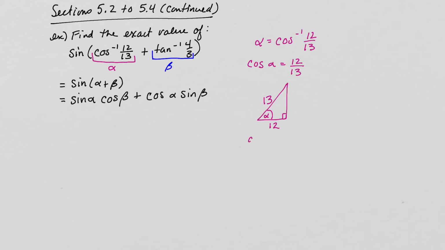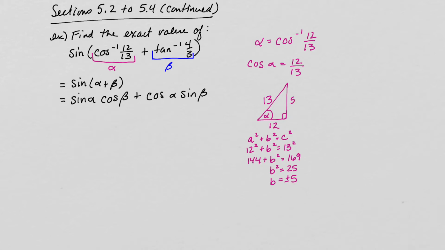So a squared plus b squared equals c squared. So 12 squared plus b squared equals 13 squared. So 144 plus b squared equals 169. Subtract the 144 over, b squared is going to be 25. So b is going to be plus or minus 5. They're not giving me any kind of quadrants here or anything. We're just making the triangle, so we're going to take the positive part. So that side is 5.